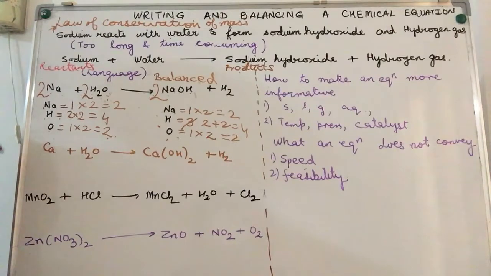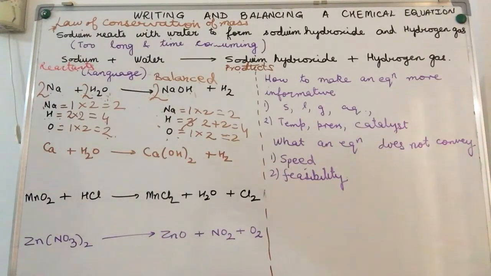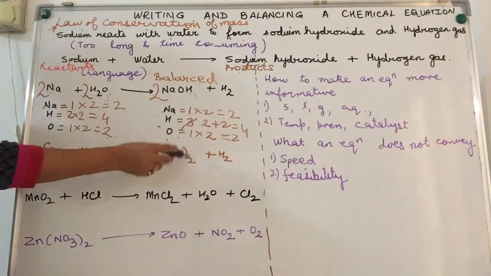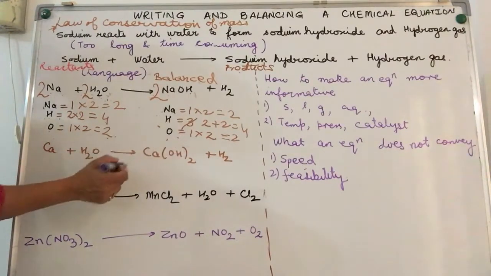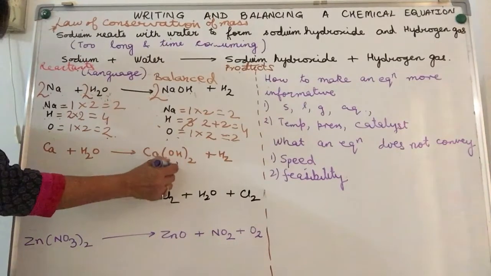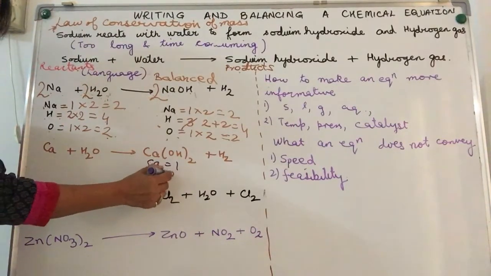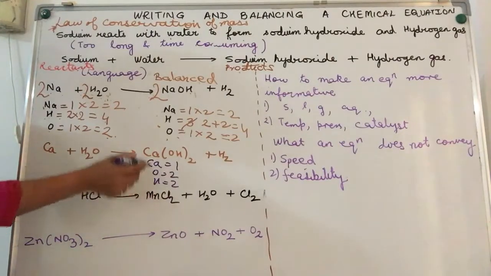Let us take another example. Here we've taken calcium plus water gives us calcium hydroxide and hydrogen. Now in order to balance this equation, and why I have taken this equation is because there's a bracket OH whole twice. When we say OH whole twice, this means that in this formula, calcium is 1, oxygen is 2, hydrogen is 2. I'm talking about this formula.